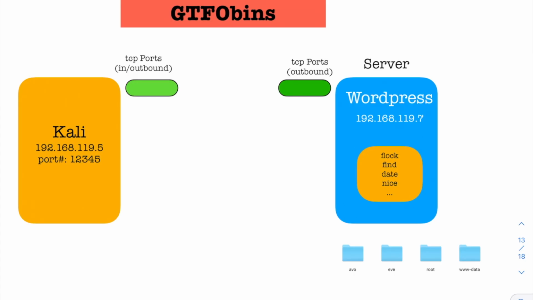Now, for today's challenge, we will be using GTFOBins to gain access to some higher level privileges. So firstly, we will try to gain access to the WordPress server, which is running on 119.7, from our Kali box, which has IP 119.5. Once we start a reverse shell into the server, we will be logged in as www-data. The next thing we want to do is to use the GTFOBins exploit and try to escalate from www-data to the if user.